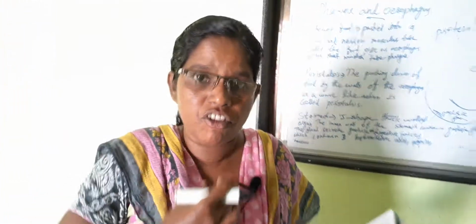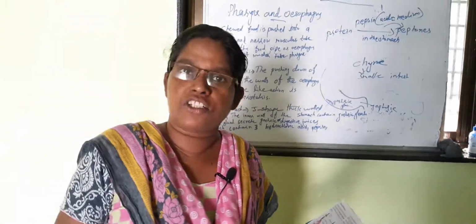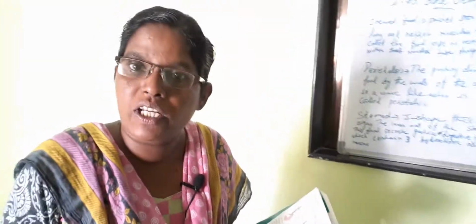First, the food is partially broken down, and after it goes to the stomach, digestion happens there also. After that digestion, the food is called chyme. Where does the chyme go? To the small intestine. Understand it? Okay.